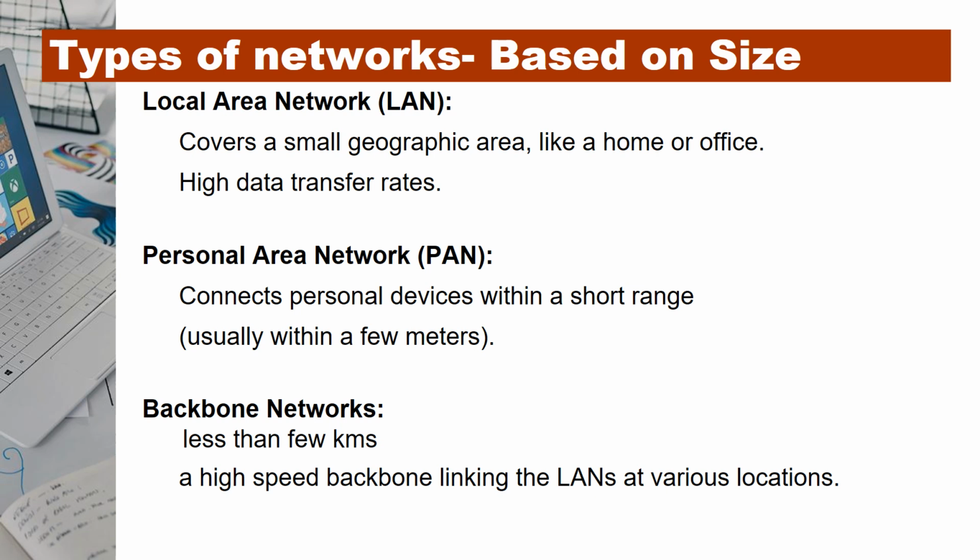When we're talking of a local area network, I'm sure I discussed this in a previous lecture. We are talking of a network that covers a small geographical area, such as a home or office. They are typically used for sharing resources, such as files and printers, and have high data transfer rates. Then there is the personal area network, a network that connects personal devices within a short range, usually a few meters. We're talking of sharing between devices, such as transferring files between a computer and a smartphone.